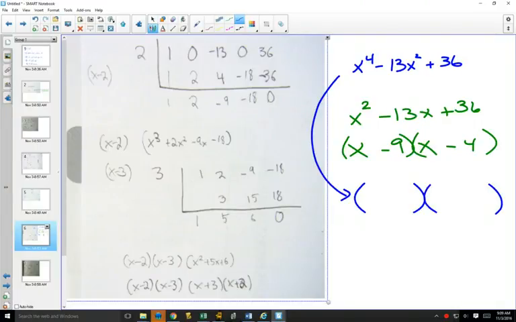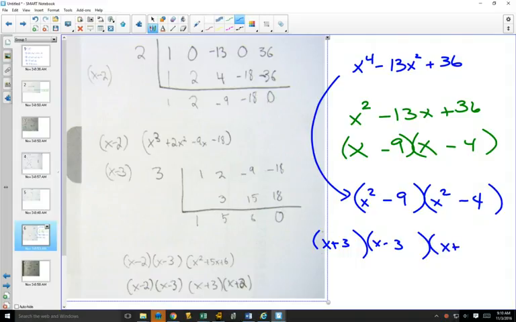What times what is x to the 4? x squared and x squared. And then you have minus 9 and minus 4. Does the outside and inside make negative 13x squared? Yes, it does. And then you have your difference of squares: x plus 3, x minus 3, x plus 2, x minus 2. So this one could have been factored with that shortcut, which is just noticing that it was just like regular factoring, but instead of having the variable x, we have x squared.